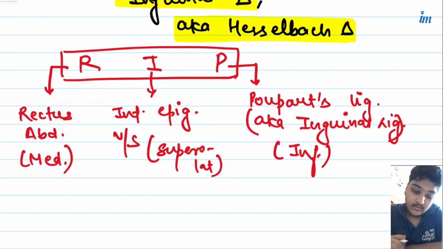Now let's discuss the inguinal hernias. Inguinal hernias are broadly classified into direct and indirect inguinal hernias. First of all, I'll be telling about the indirect inguinal hernia. Now, why am I calling it indirect? Because it is not performing the task directly. It is going through a series of events. It is indirectly performing the same task.